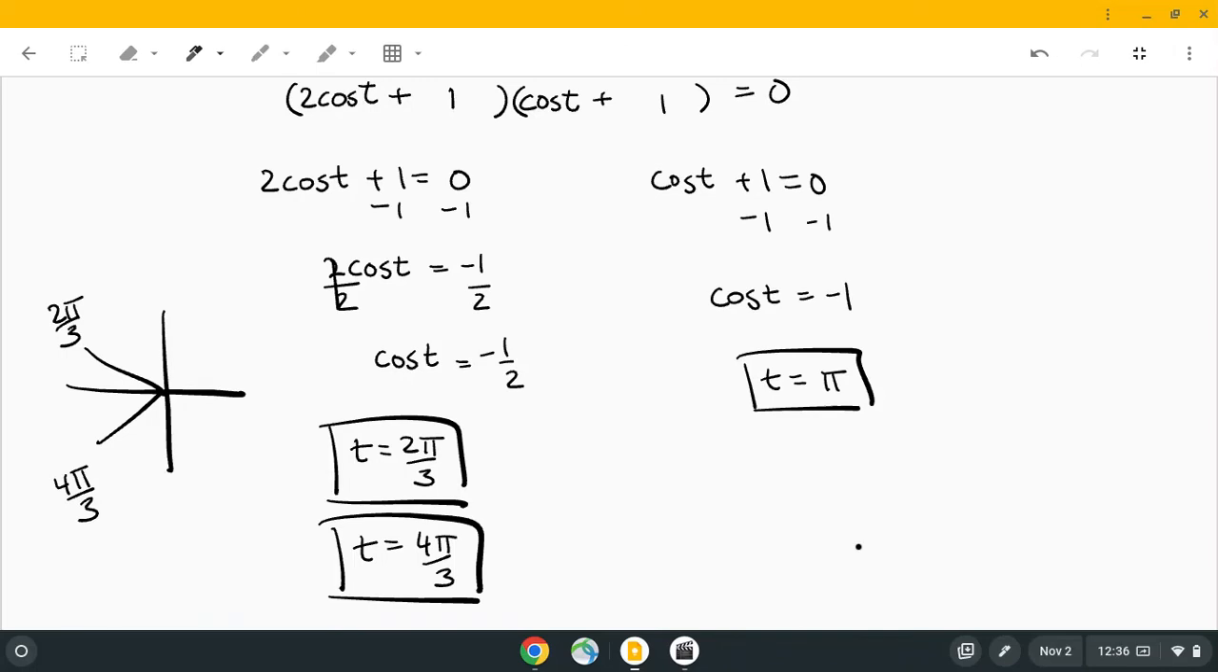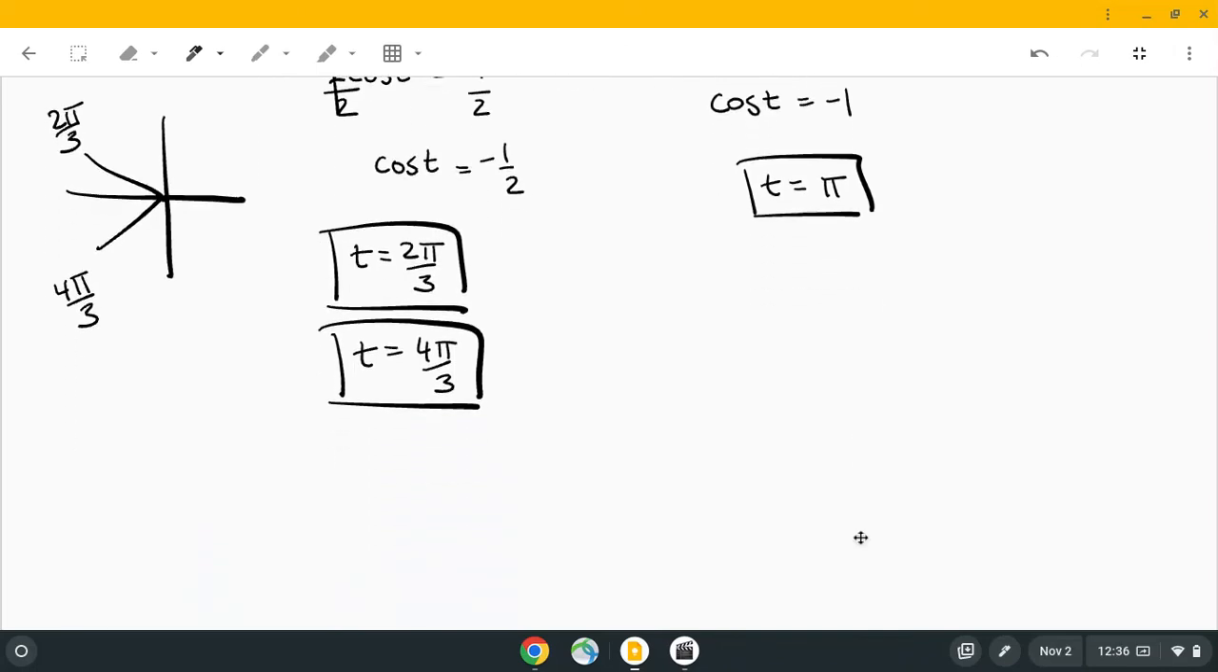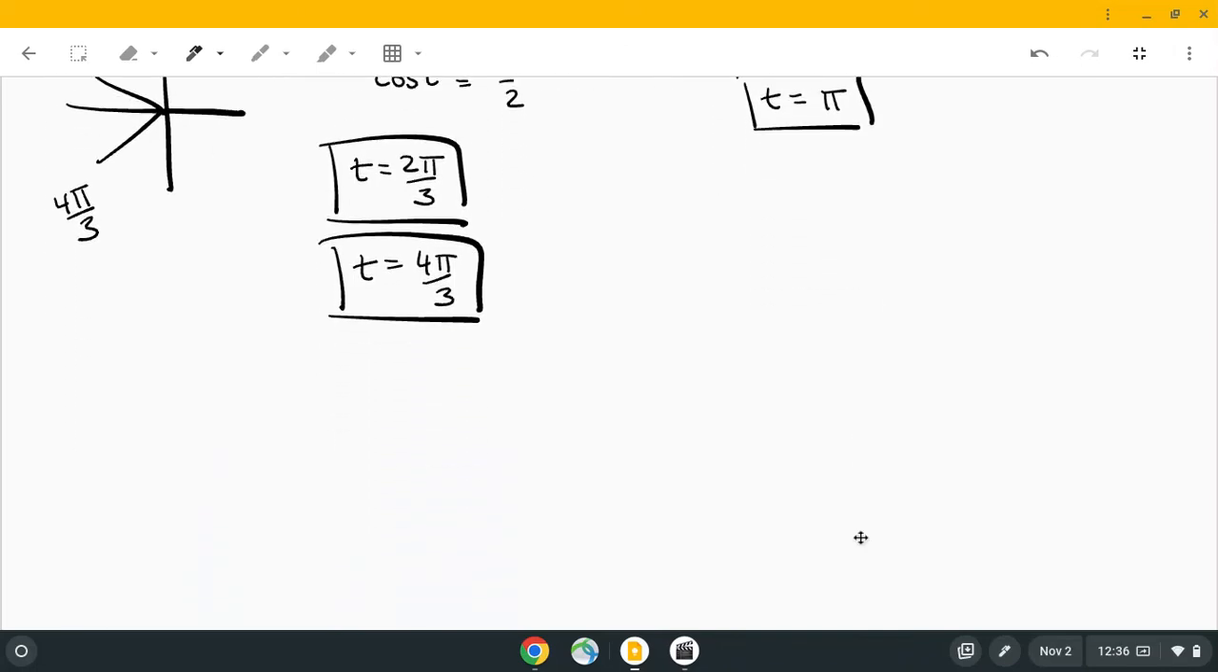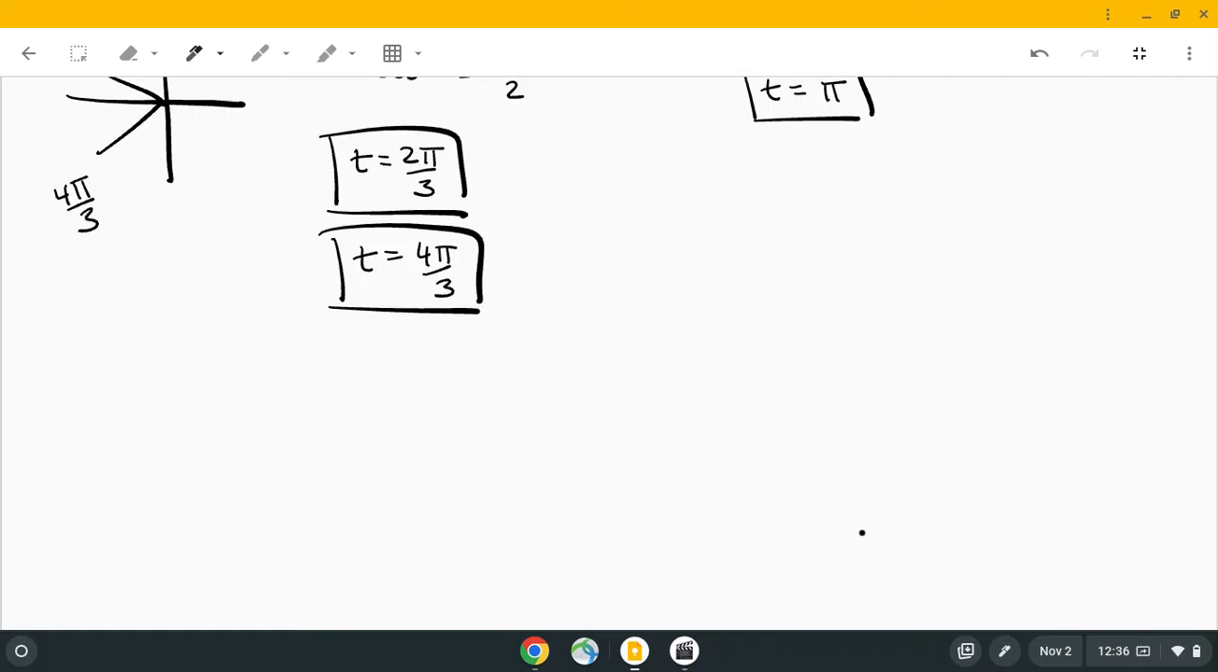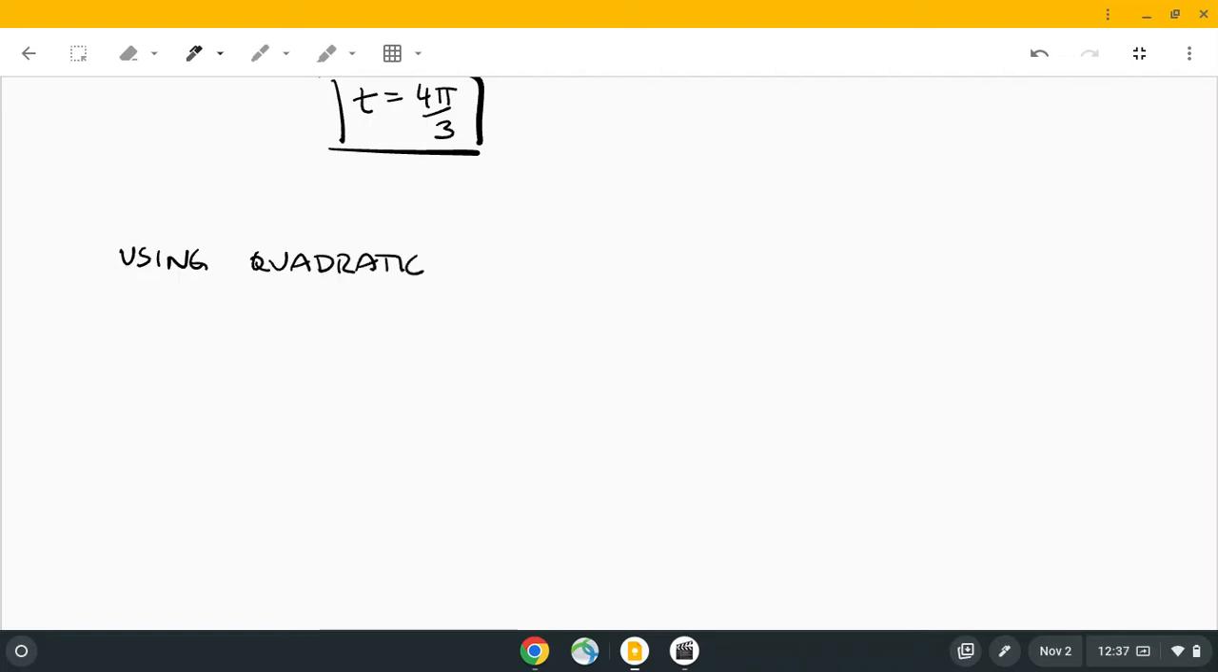Okay. All right. Let's do one more. One more where it's not factorable. So we have to use the quadratic formula. Hopefully you have that memorized. If not, you can just Google it.